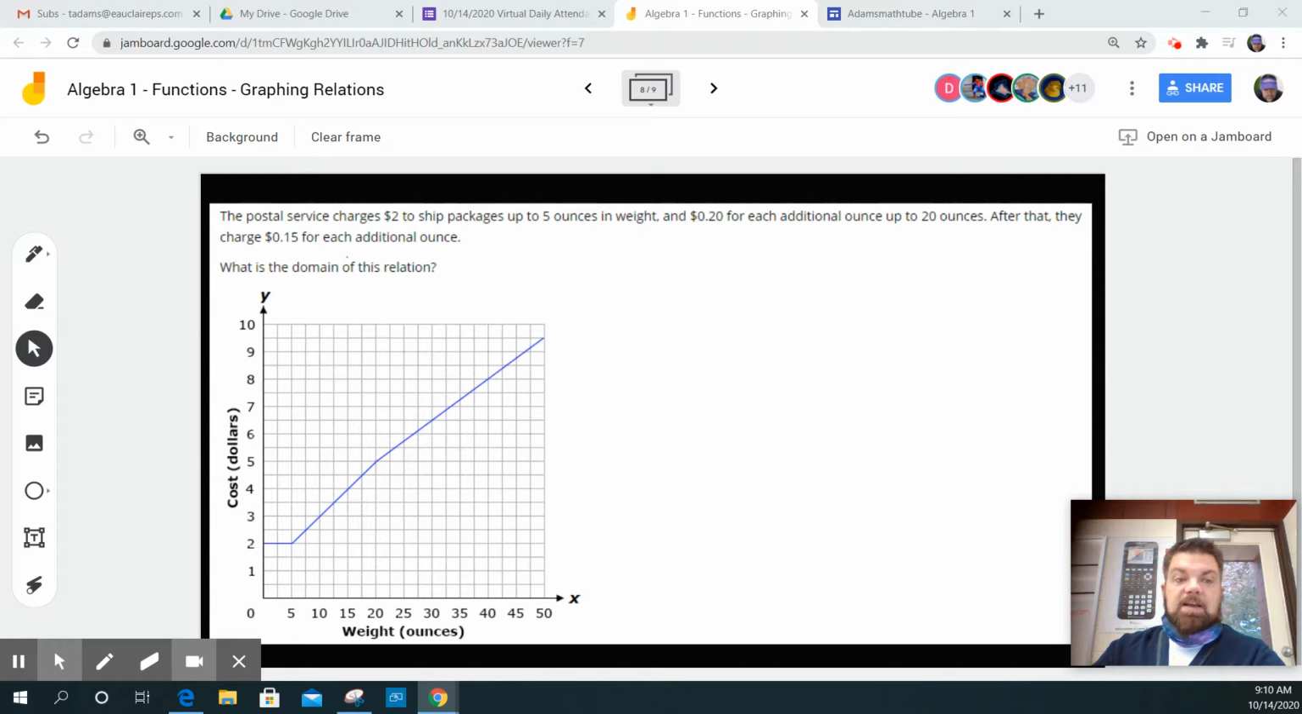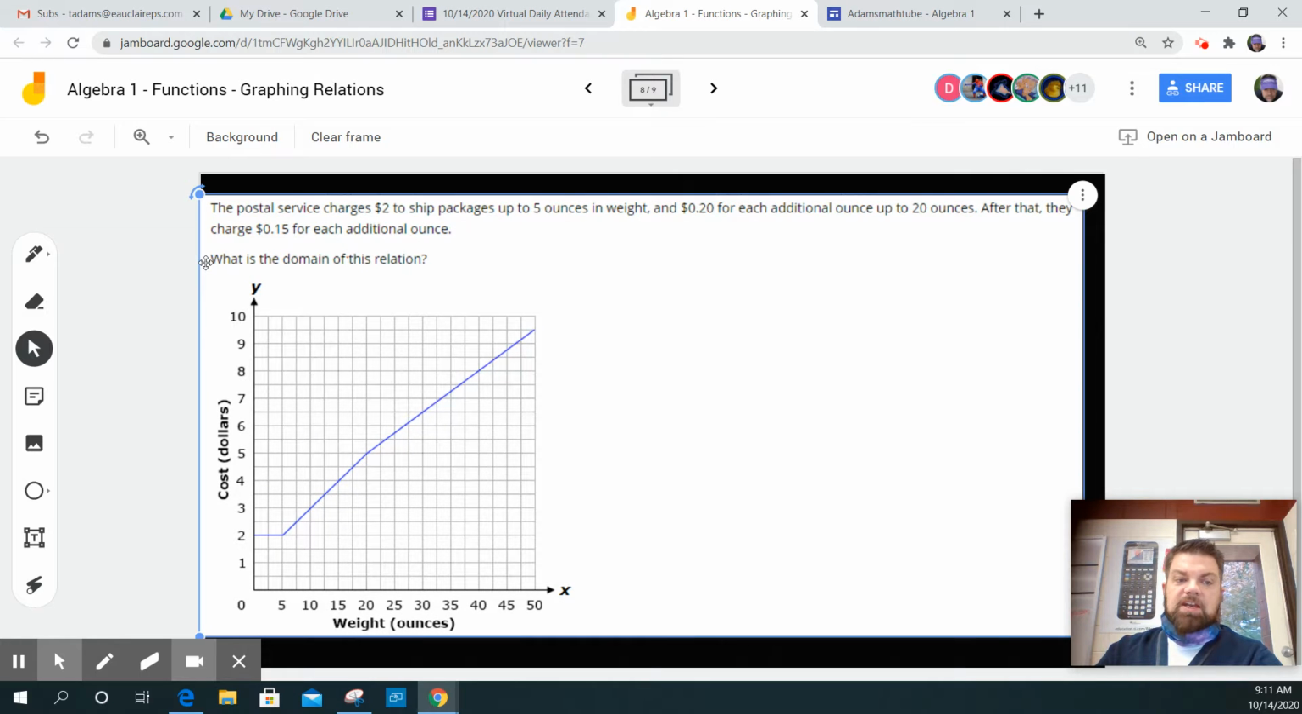So on this next example, it says the Postal Service charges $2 to ship a package up to 5 ounces in weight, and then an additional 20 cents for each additional ounce after 20 ounces. After that, they charge 15 cents for each additional ounce. So now this is a graph of what they're going to charge, right?